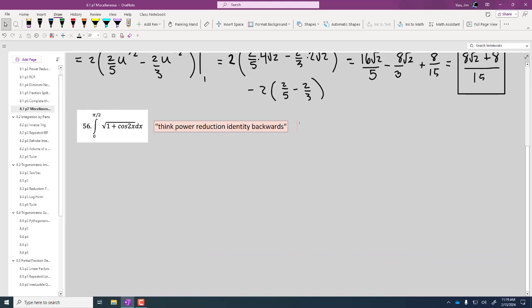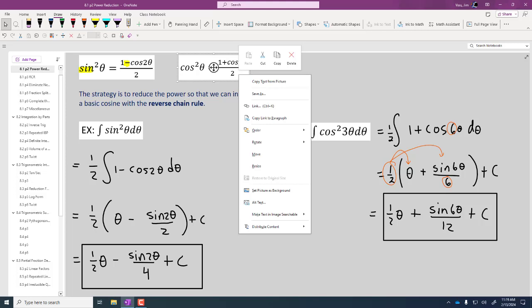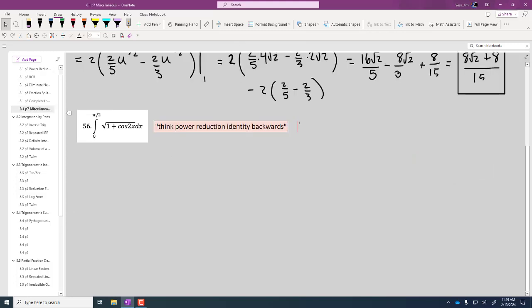Okay, so this says think of the power reduction identities. Let me just go grab this power reduction identity for a second. So let's take that power reduction identity and put it over here. Is it not going to let me paste? There, paste. All right, there it is.